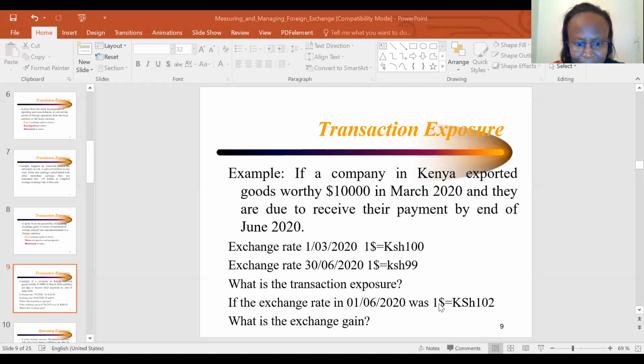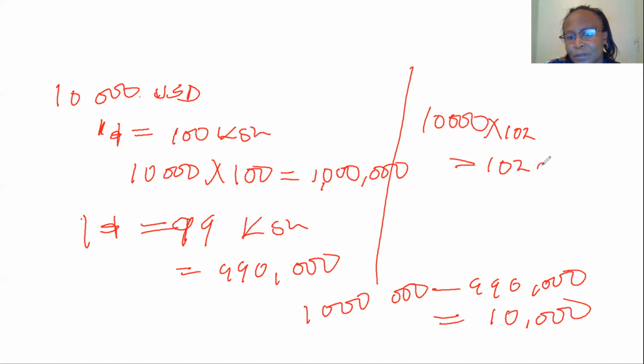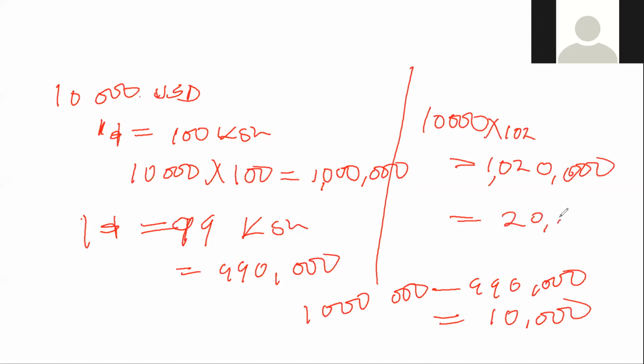And now the part B of it: the transaction exposure is 10,000. Let's assume the rate goes to 102. It works for you. The Kenya shilling loses value and it goes to 102. How much are you likely to get? You have issued an invoice of $10,000 times 102. So you are likely to make 1,020,000. You are likely to make a profit of 20,000.